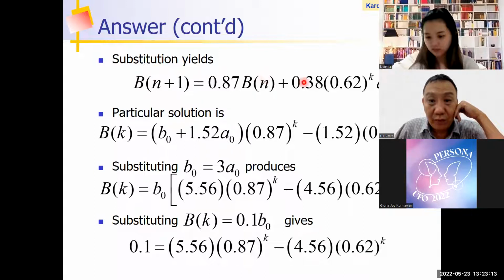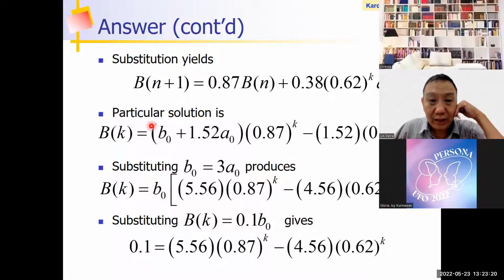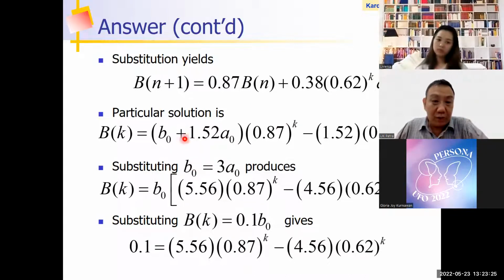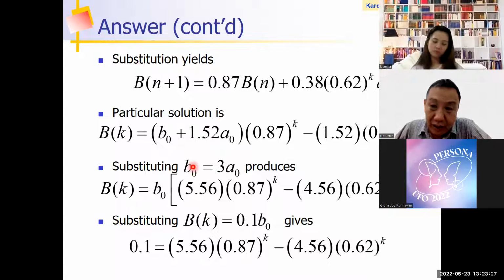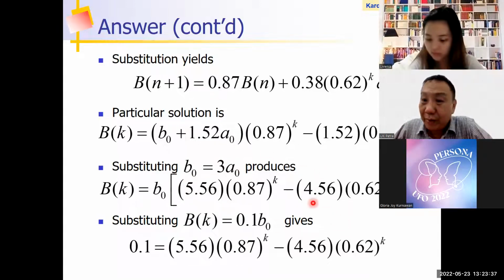Before that, we can solve the second equation, and this is the particular solution of it. Again, the same thing. We substitute B0, which is equal to 3 of A0. This is the size. Then this is just simply algebra. You just put it in, and then put back the value here.